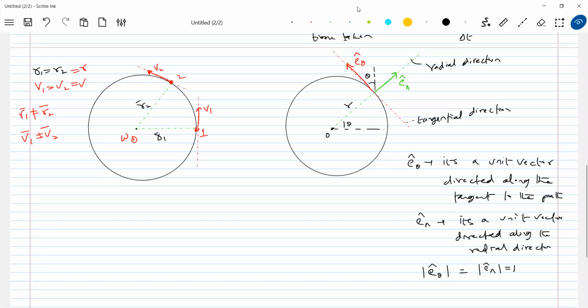Okay, now what we are going to do is learn circular motion using these unit vectors. We try to get all the types of different quantities which are available.